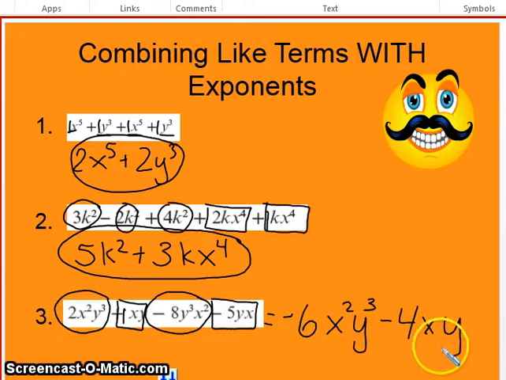Now again, these have the same variables, but they're not to the same powers, so we can't combine them, and this is our simplified solution.